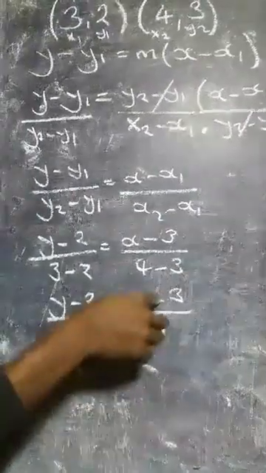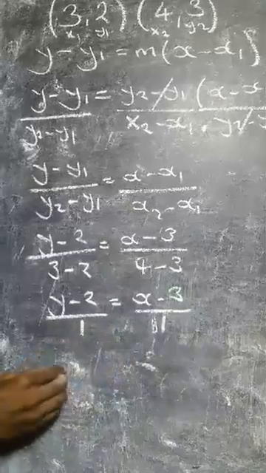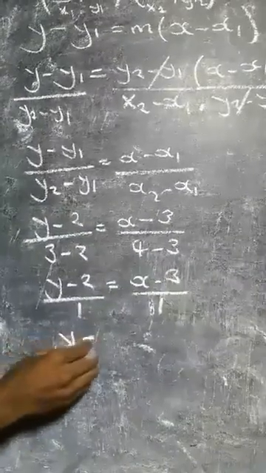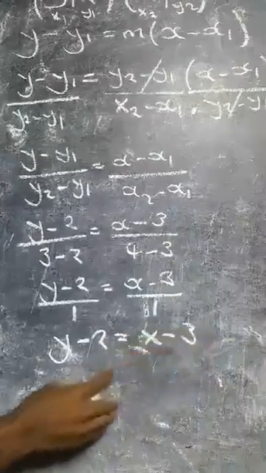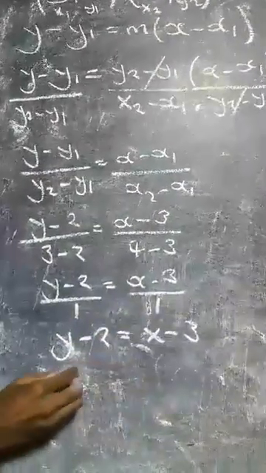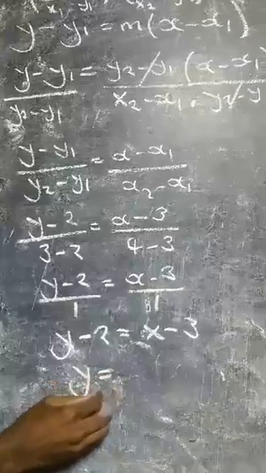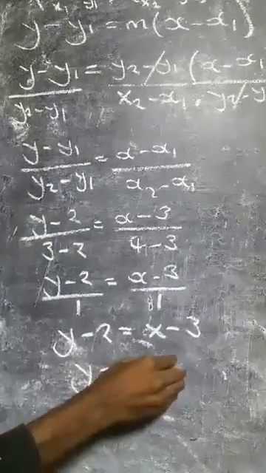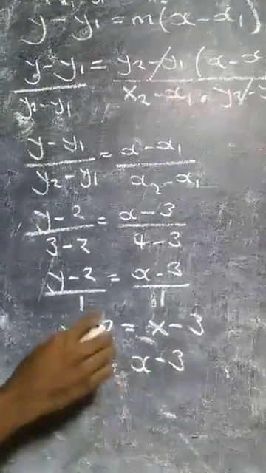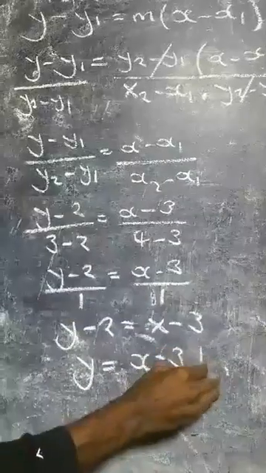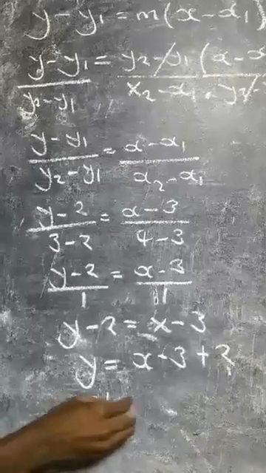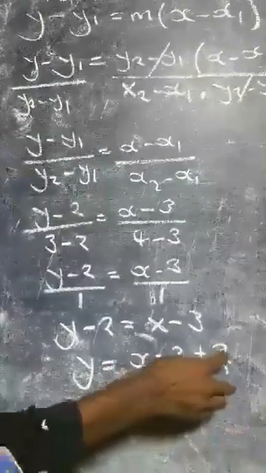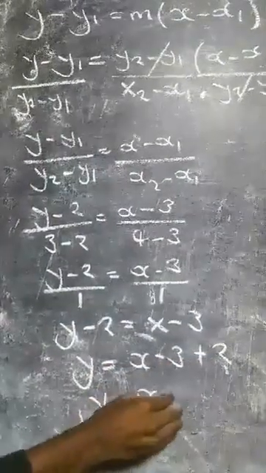So 1 by that, nothing changes. So y minus 2 is equal to x minus 3. The 2 goes the other side. Y is equal to x minus 3, then the 2 is a negative, goes the other side, it becomes a positive, plus 2. So finally y is equal to negative 3 plus 2, that's equal to negative 1.